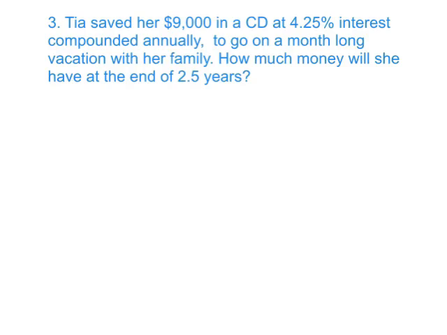Okay, number 3. Tia saved her $9,000 in a CD at 4.25% interest compounded annually to go on a month-long vacation with her family. How much money will she have at the end of 2.5 years? So this is compound interest. Our formula is A equals P, in parentheses, 1 plus R to the power of T. This is a plus sign.